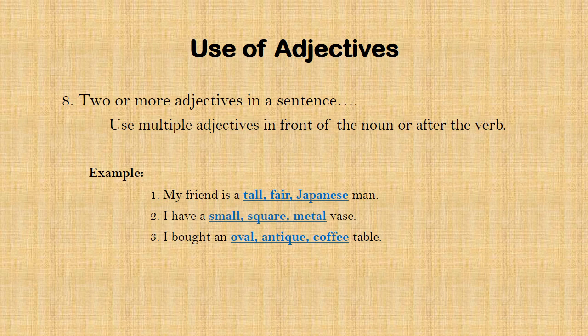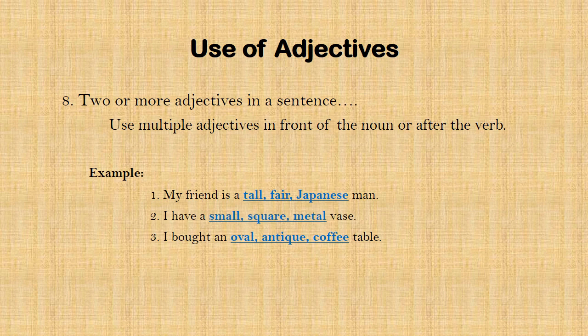We use a single adjective in a sentence, but sometimes we have to use multiple adjectives. Look at the examples. My friend is a tall, fair Japanese man. In this sentence, we find three adjectives after the verb and before the noun. Here the words tall, fair, and Japanese are adjectives.